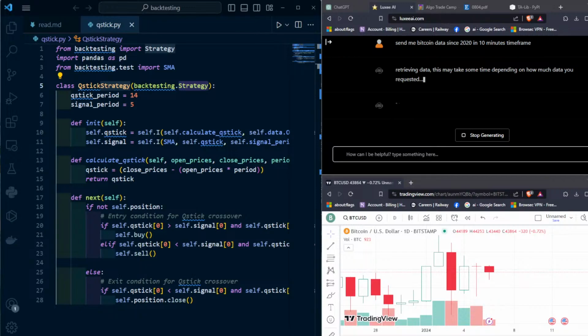2020, and this is the data we're gonna use for applying it on the trading strategy that we're backtesting.